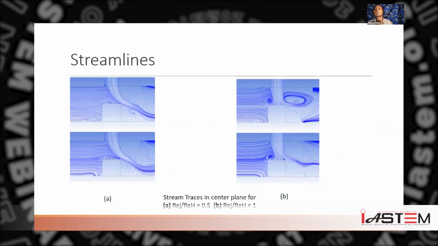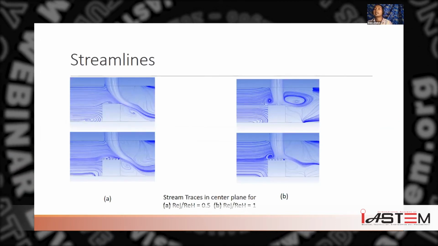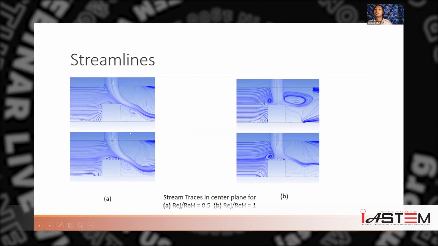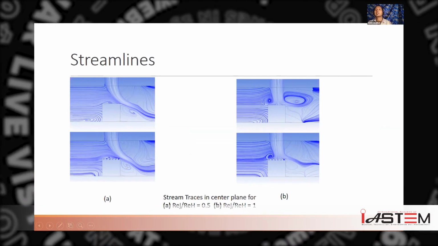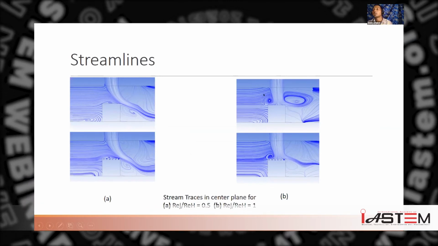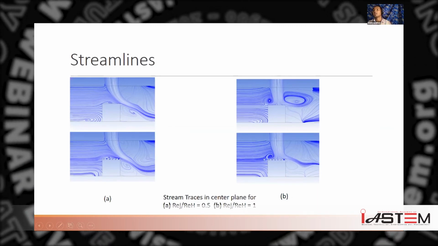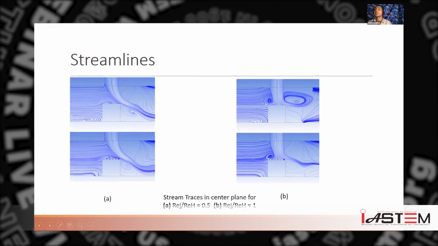Now we talk about the streamlines. As we can see, without the groove flow separation has been seen, and there are two wake regions on the top of the cube, but by using the grooves, there is a reduction of one wake region.